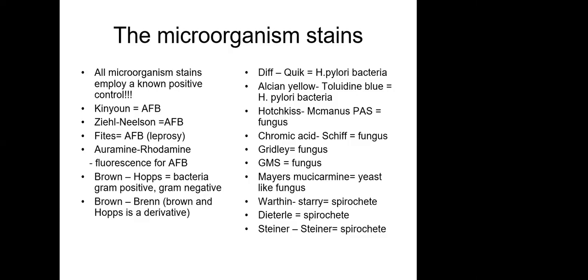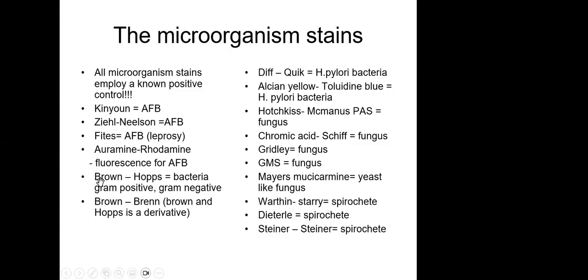So look at this. This is our list of microorganism stains. However, you can see here, I've grouped them. So here are all of your AFB stains. That's your acid-fast bacillus. That's your tuberculosis and or leprosy.